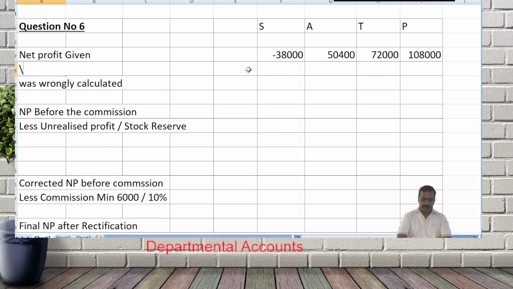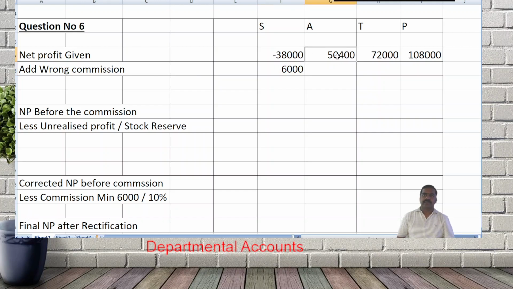Wait. This net profit is given after calculating the commission. Add the commission which was wrongly calculated. Otherwise, just put wrong commission. Wait. How will you work out commission? For A, how much would they have paid? They would have paid 6,000. For S also? No, check and see.